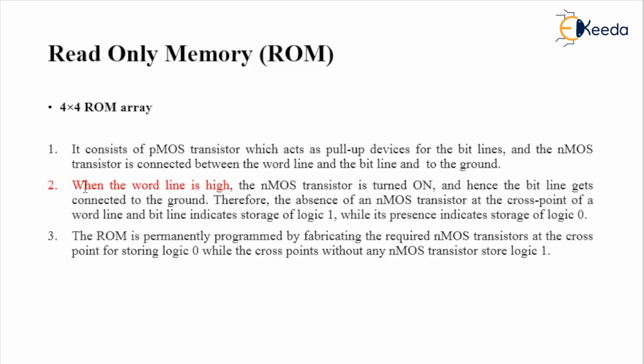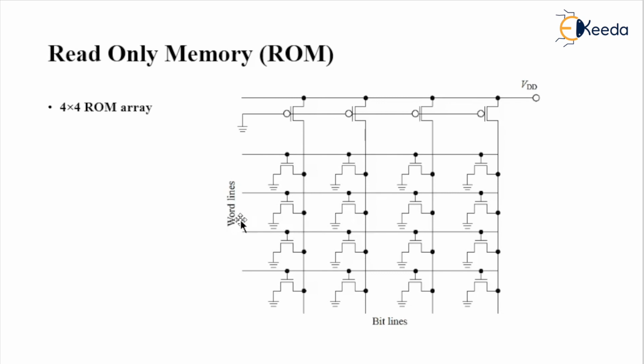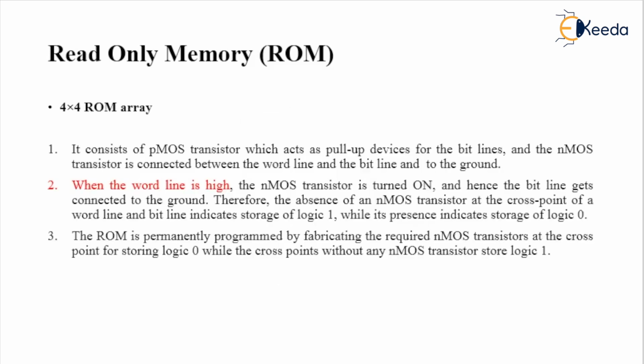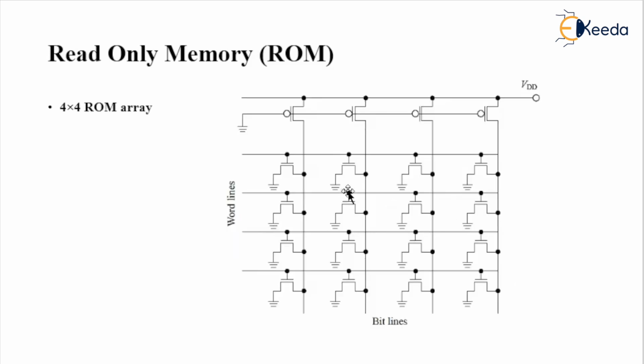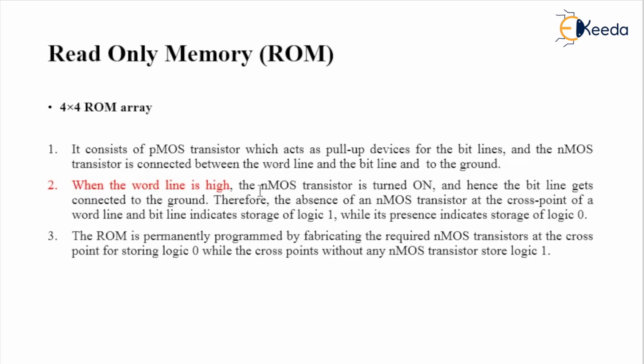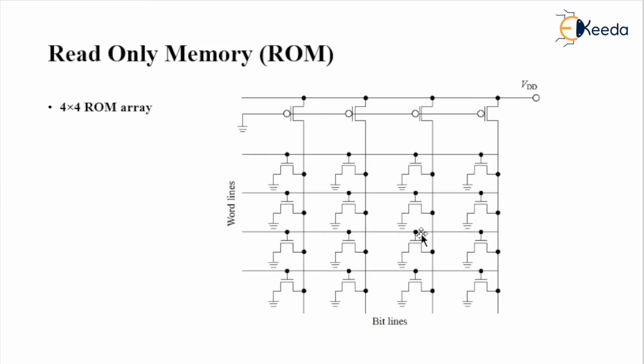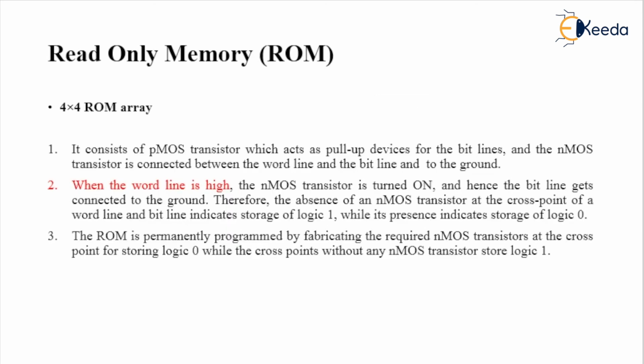When the word line is high, what happens? All these NMOS transistors are turned on, and hence the bit line gets connected to the ground. Therefore, the absence of an NMOS transistor at the cross point of word line and bit line indicates the storage of 1. When it is present, it is storage of 0. The simple logic is: if there is an absence of an NMOS transistor, consider it as logic 1; when there is a presence, consider it as 0.